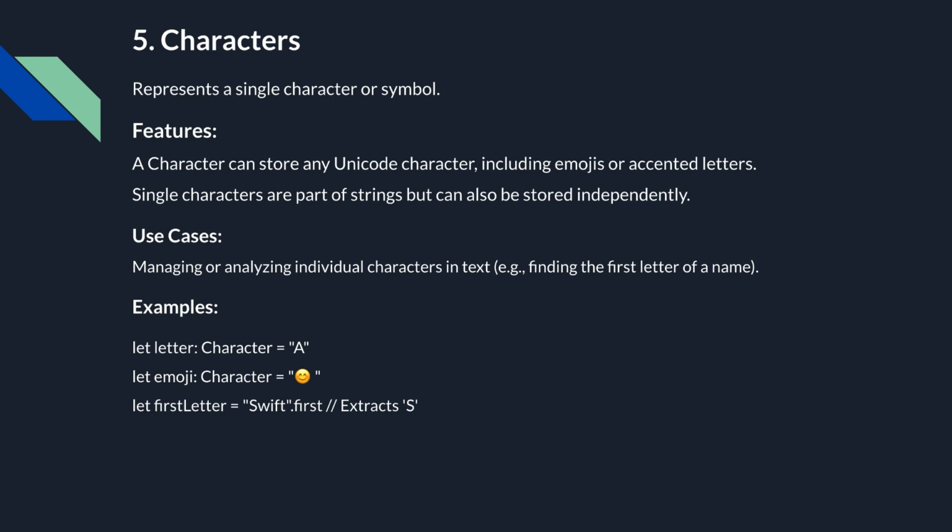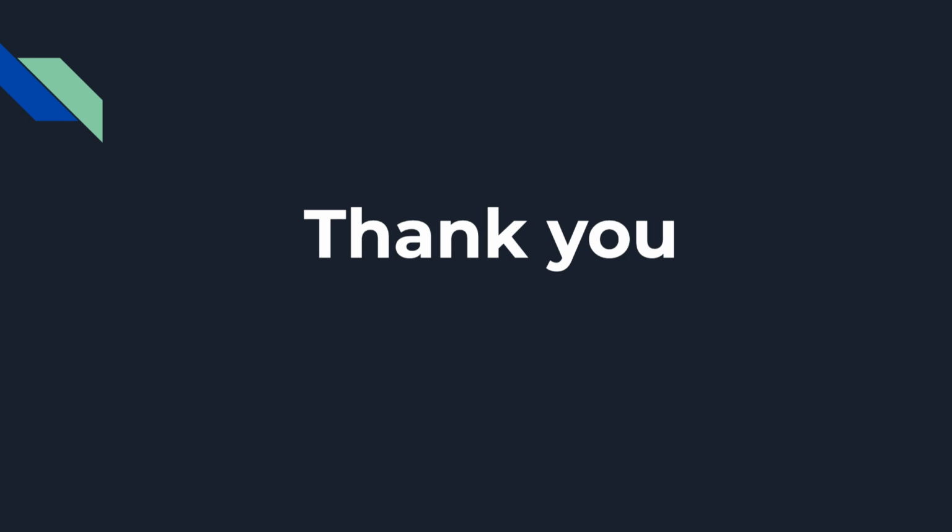So friends, today we covered Swift's common data types: integers, floating point numbers, Booleans, strings, and characters. Using the right data type ensures your code is both safe and efficient. The next time you write Swift code, think about which data type is best suited for your data.